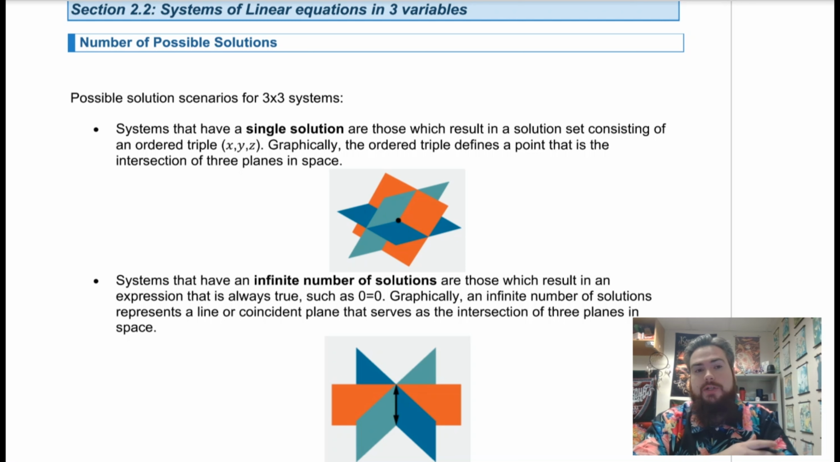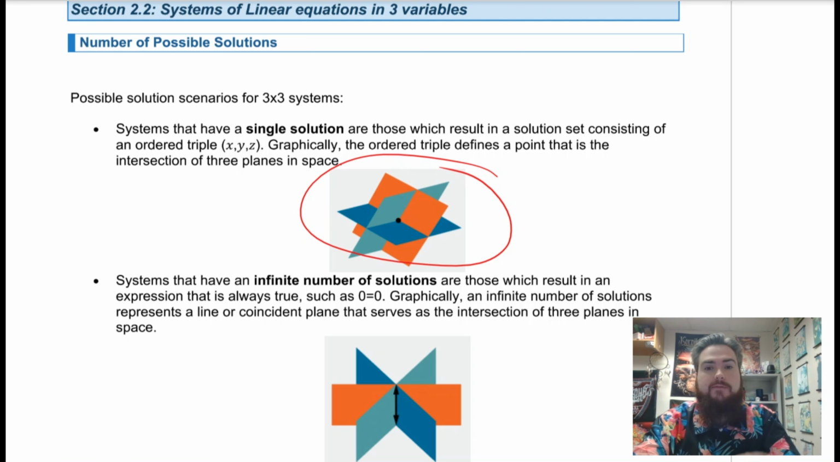In terms of the solution scenarios we will either get systems that have a single solution, which are those that result in a solution set consisting of an ordered triple x, y, and z. Graphically, the ordered triple then would define a point that is the intersection of the 3 planes in space. You can see that with this example here. We have 3 different planes. Think about this as 3 infinite sheets of paper that all intersect at one point right there in the center. This would be the single solution where all 3 of these planes intersect, and therefore all 3 of these are going to be true.